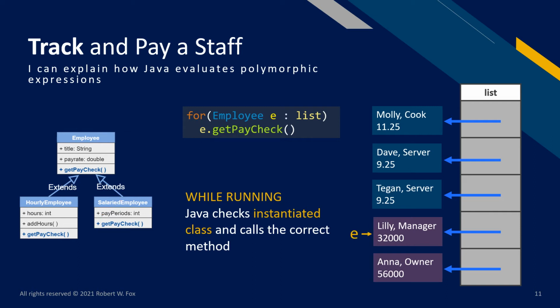On the fourth pass of the loop, things change a little bit because Java looks at this object and realizes it's a salaried employee object, so it goes to the salaried employee class and calls its version of the getPaycheck method. I'm sure you figured it out by now, but on the last pass of the loop, E refers to the last object, which again is a salaried employee, so that version of the method gets called.